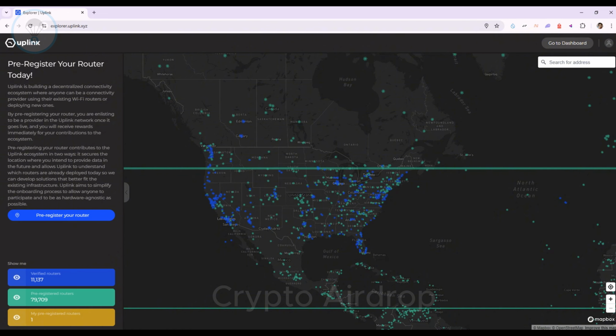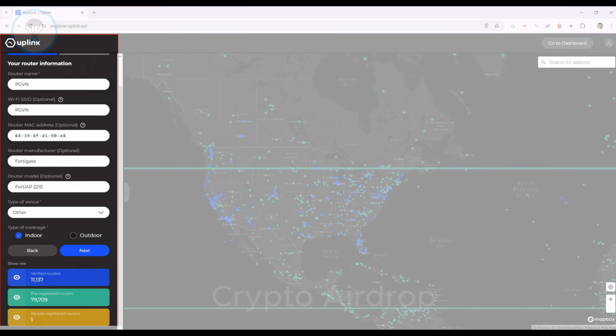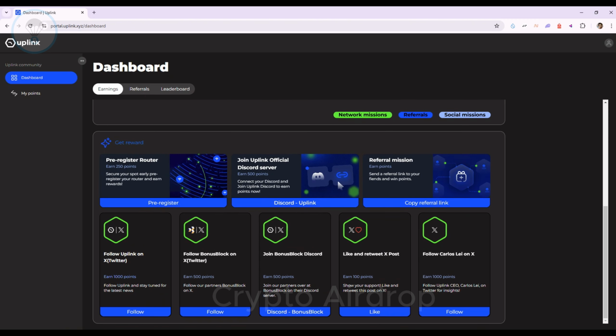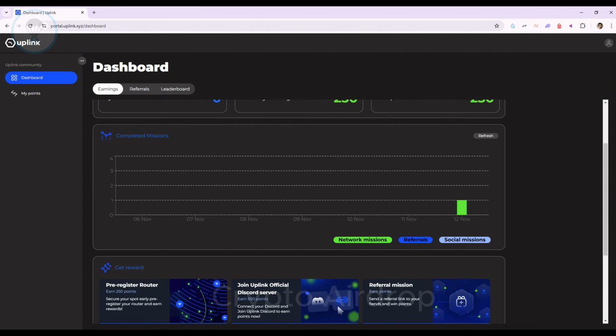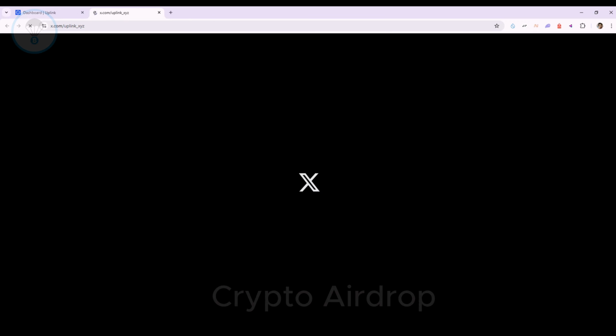Step 3. After completing the required information, take a screenshot as proof and complete the task on Zeely. Step 4. Complete social tasks such as following Uplink's X Twitter account, following Bonus Block, joining the Bonus Block Discord, liking and retweeting X posts, following the CEO of Uplink, joining the Discord channel, etc.